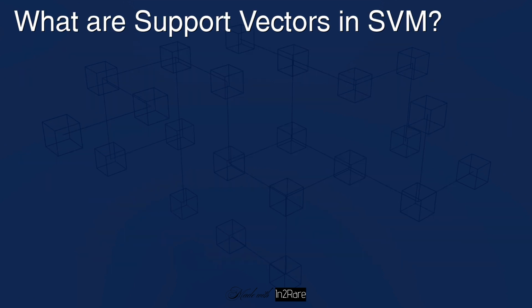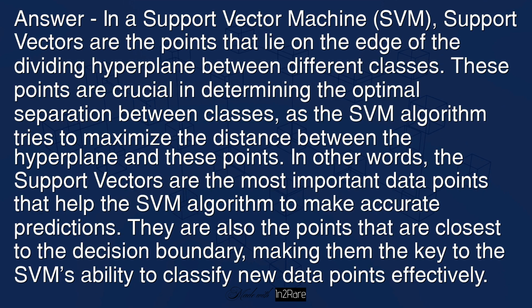What are support vectors in SVM? Answer: in the support vector machine SVM, support vectors are the points that lie on the edge of the dividing hyperplane between different classes. These points are crucial in determining the optimal separation between classes, as the SVM algorithm tries to maximize the distance between the hyperplane and these points. In other words, the support vectors are the most important data points that help the SVM algorithm to make accurate predictions. They are also the points that are closest to the decision boundary, making them the key to the SVM's ability to classify new data points effectively.